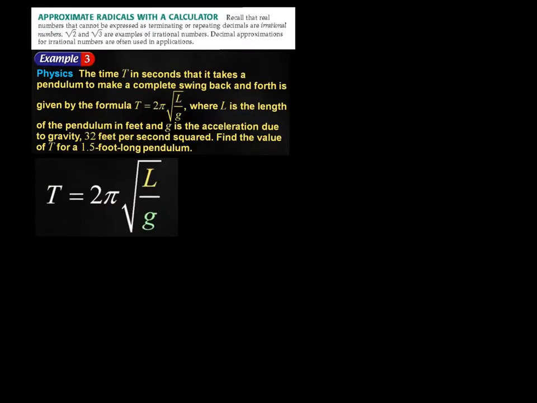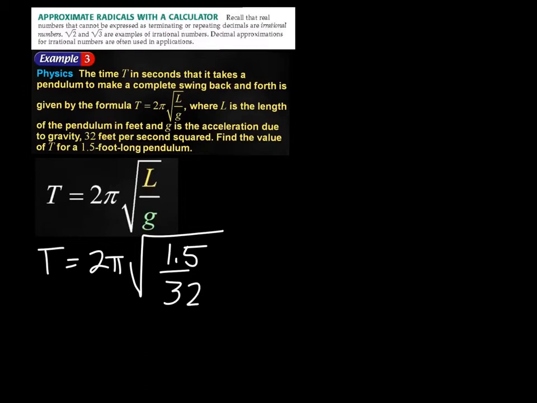Okay, we have a formula to use. So t equals 2 pi times the square root of, they said L was 1.5. So we can plug and chug the 1.5 in for L and the 32 in for g and type that into the calculator. And I get t is about, they didn't say what to round to, I'm going to go 1.36, hundredths place is a good rounding point, seconds.